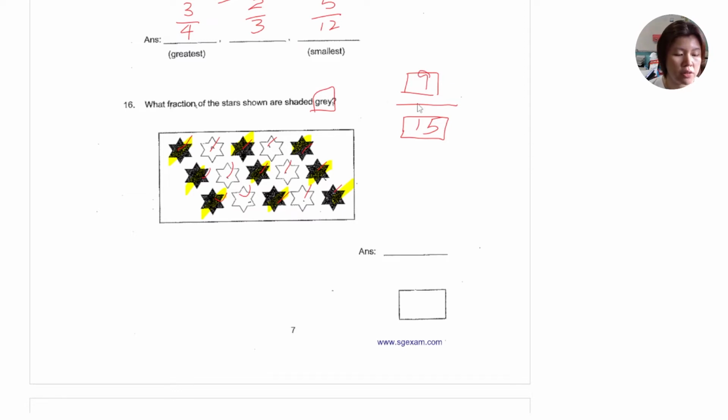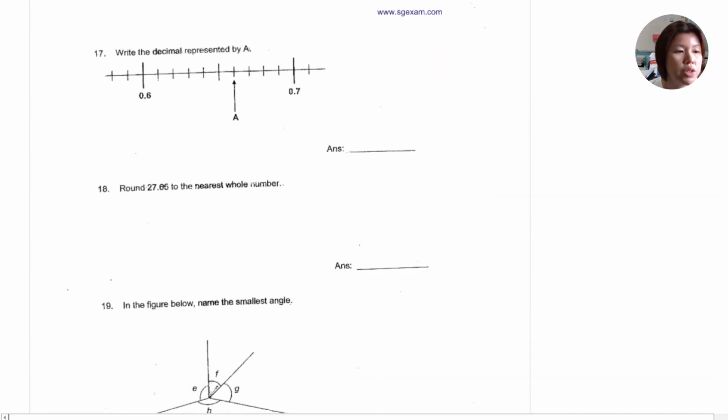Okay, but in fraction, you have to leave it in simplest form. So simplest form, you ask yourself, can it be divided by 3? So it's 3 over 5. That's my answer. Okay, let's move on to the next question. Question 17 is decimal.